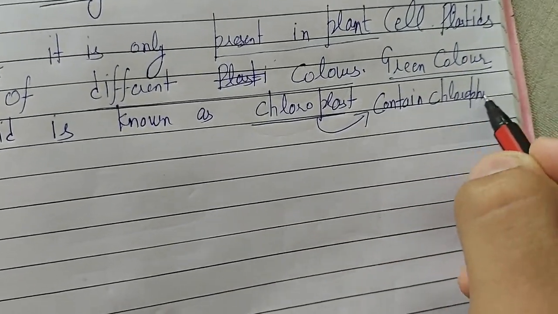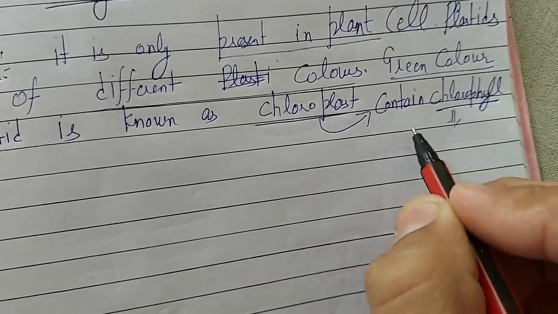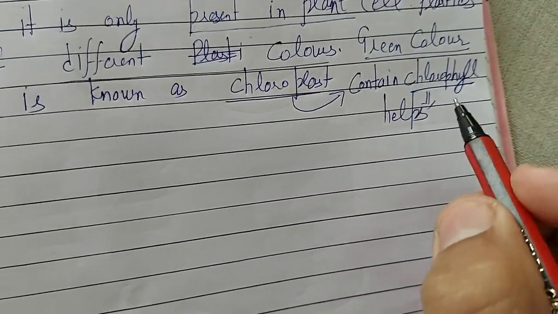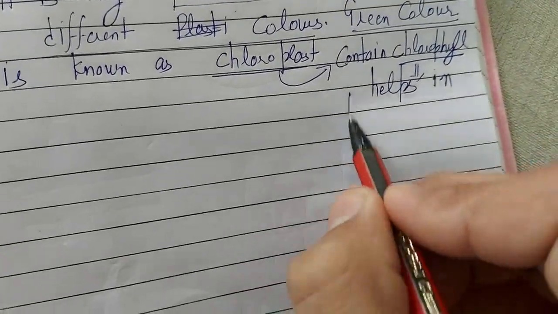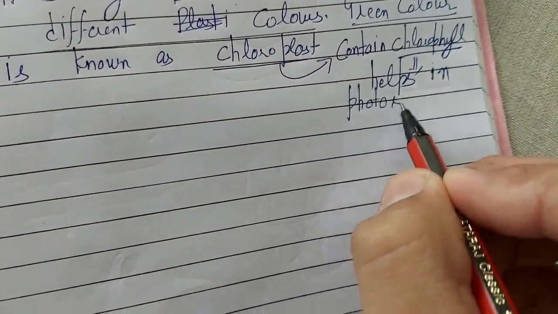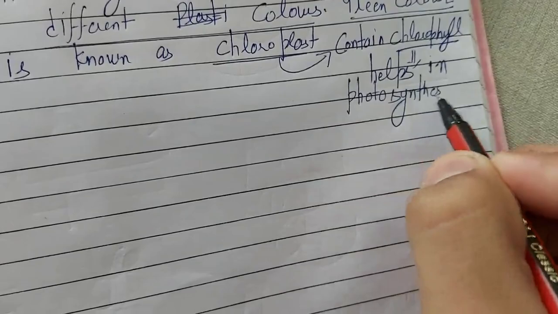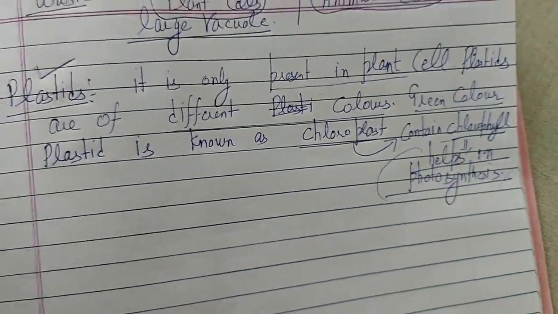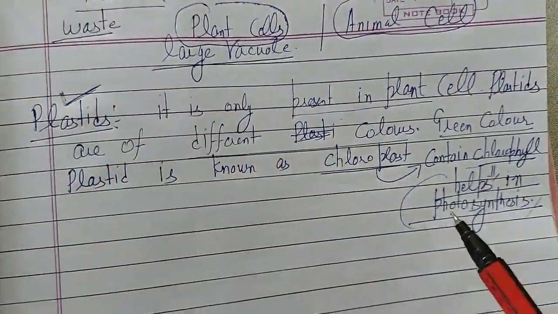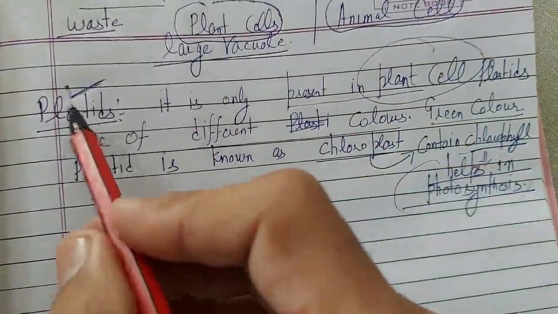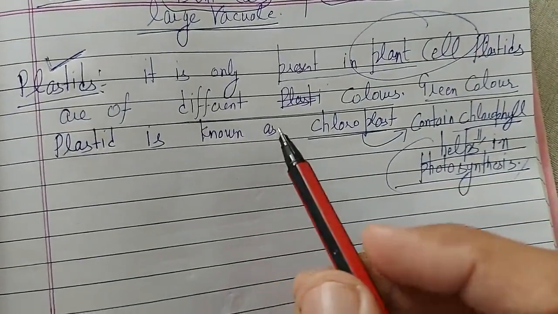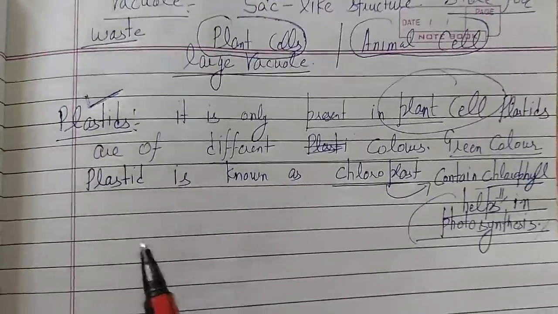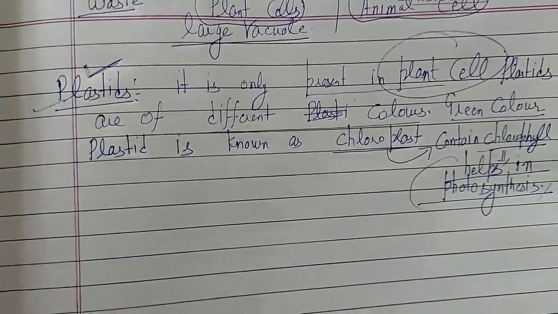This chlorophyll helps in the process of photosynthesis, and with the help of photosynthesis the plants make the food. That means this plastid plays a bigger role in the production of food. So what we are studying is the plastid. Mainly it is present in plants and it's a type of organelle, with different colors. So this plastid organelle is mainly present in plant cells.